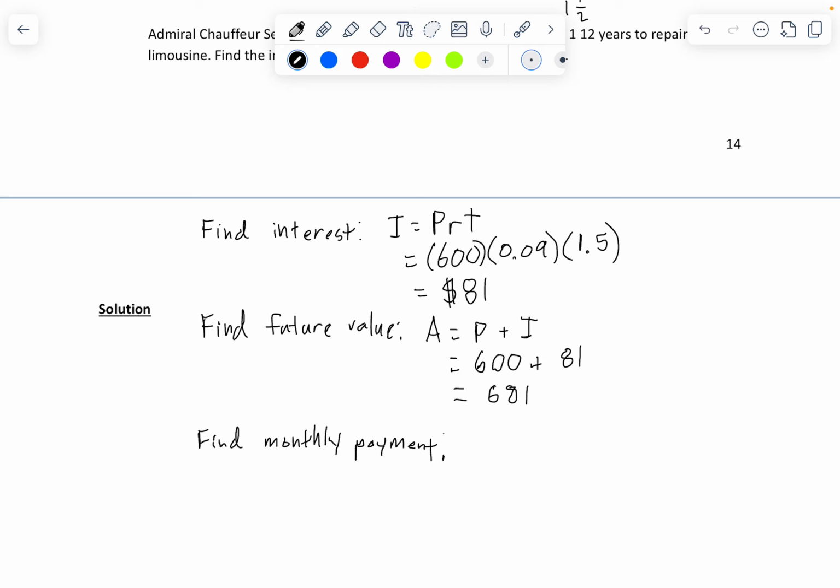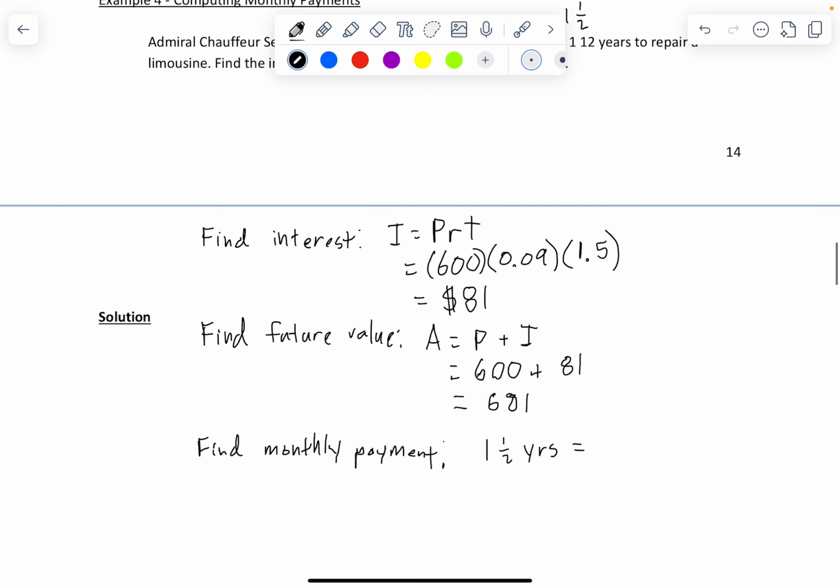Okay, so we have 1.5 years. We want to convert that into months. Well, we know that a full year is 12 months. A half year is 6 months. So combine those together, we get 18 months.